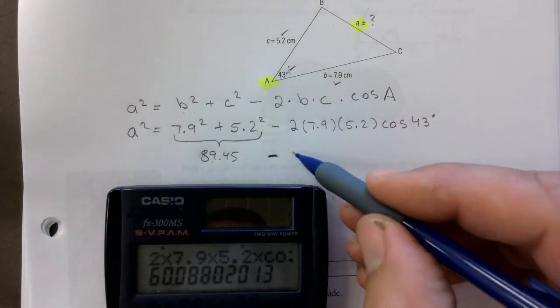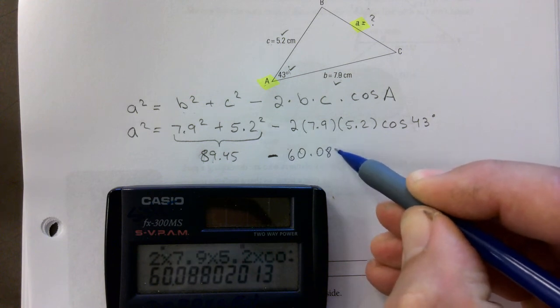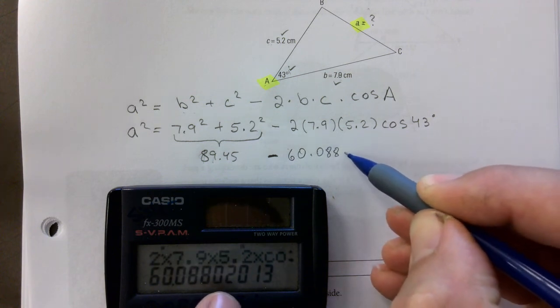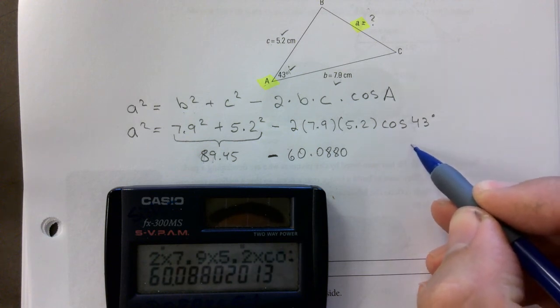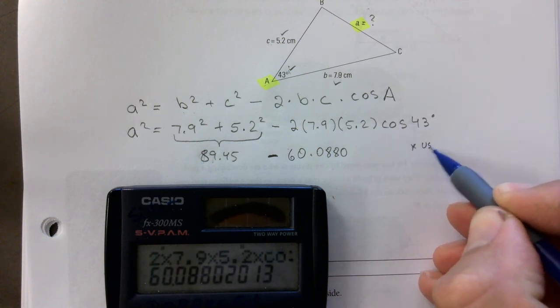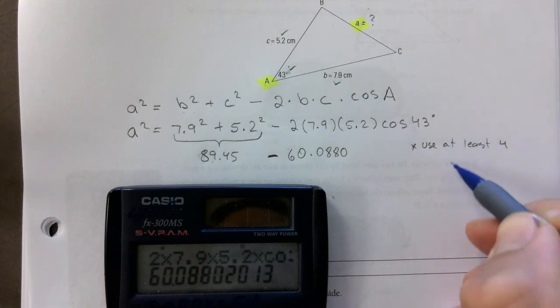So this is, we have to use at least four decimals. So 60.088, and that is 0 as well. Okay. Use at least 4 decimals.